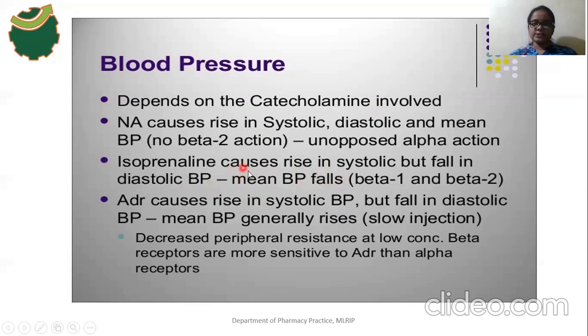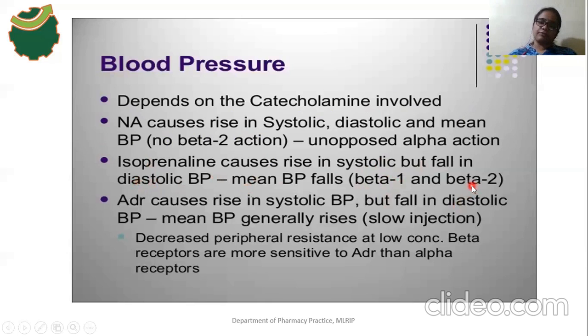Finally the mean BP is also reduced. Why? Because if isoprenaline binds with the beta 1 receptors, what will happen? There is cardiac stimulation. So as a result of beta 1 cardiac stimulation, the systolic blood pressure increases. The systolic blood pressure increases due to beta 1 action. And this isoprenaline decreases the diastolic blood pressure due to beta 2 effect.